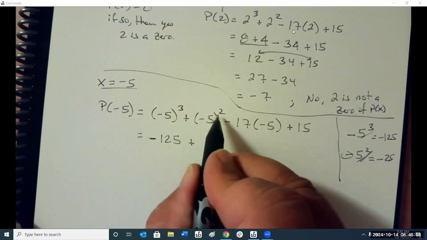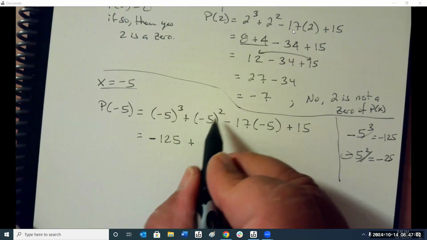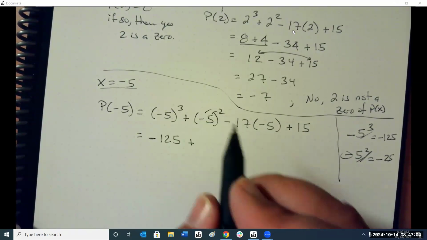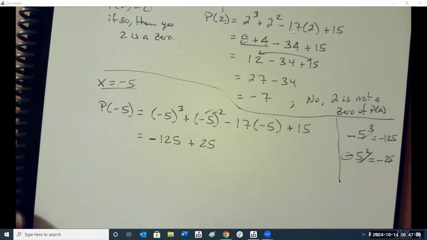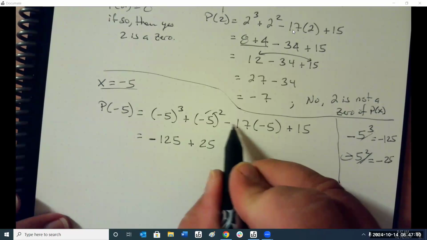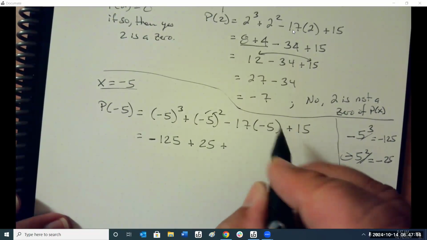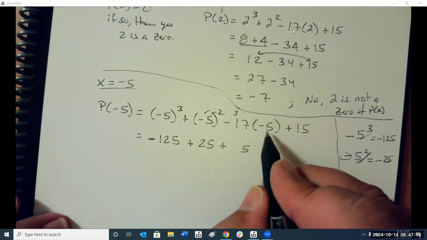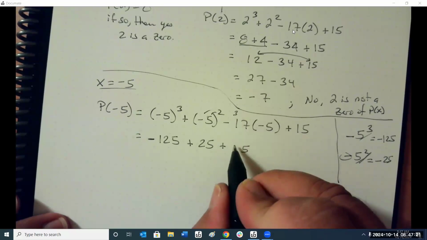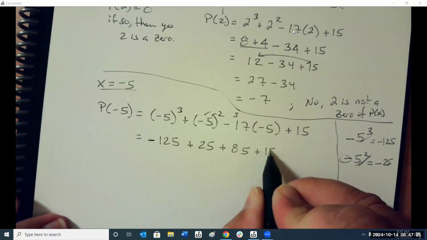Plus (-5) squared. Negative times negative is a positive. 5 times 5 is 25. Negative times negative is a positive. 17 times 5. So 7 times 5 is 35. 5 times 1 is 5, plus 3 is 8. So it's 85. Plus 15.